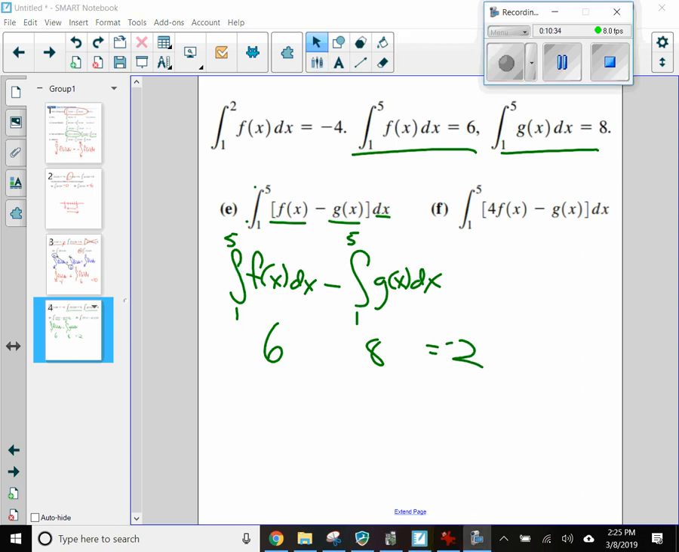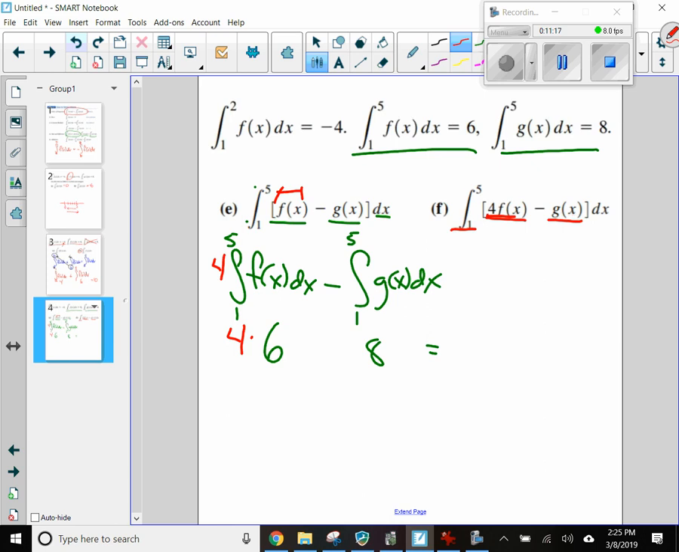The only thing different about part F is that instead of just f of x, I have 4f of x. Well, I can still do the same thing. This is one function minus another function. This would have a 4f of x dx. And what I would do is I would pull that 4 through the integral. So it would look like this. So then this becomes 4 times 6 minus 8. And that should give me an answer. What's that? 24 minus 8. What is that? 16? Is that right?